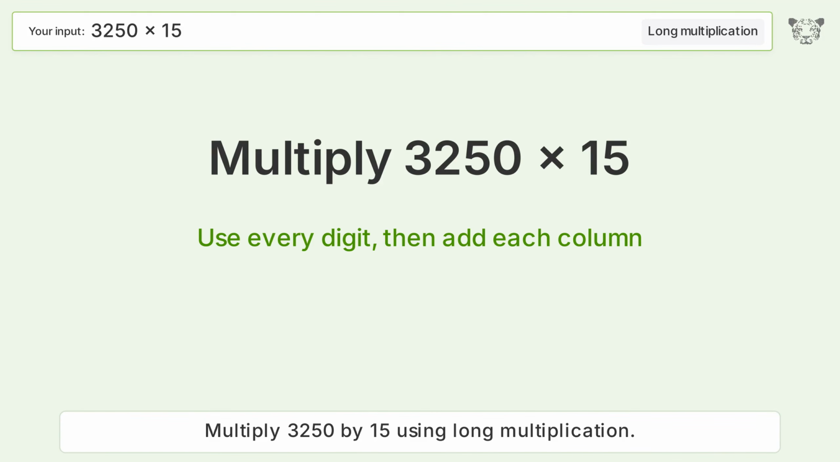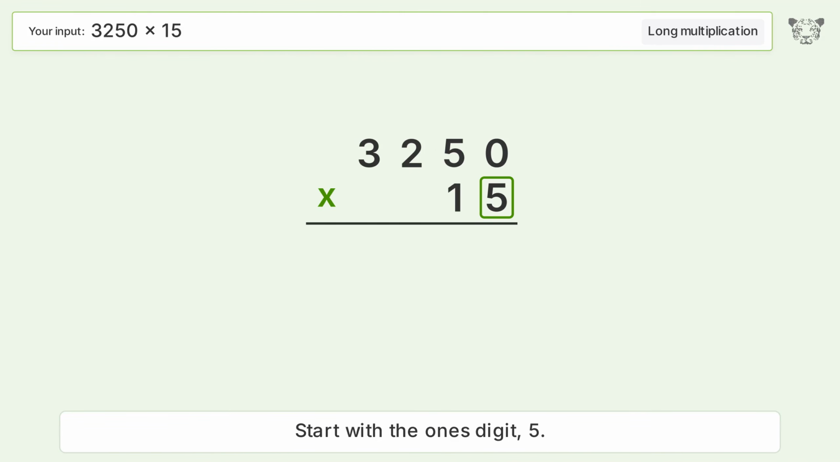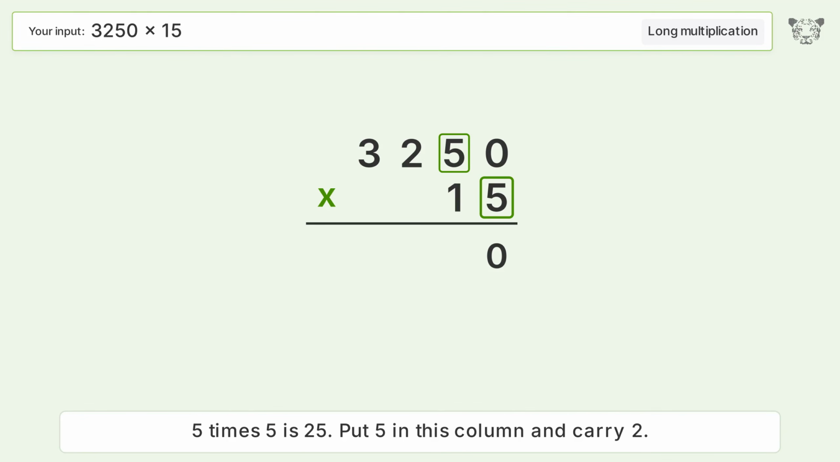Multiply 3250 by 15 using long multiplication. Start with the ones digit, 5. 5 times 0 is 0. 5 times 5 is 25. Put 5 in this column and carry 2.